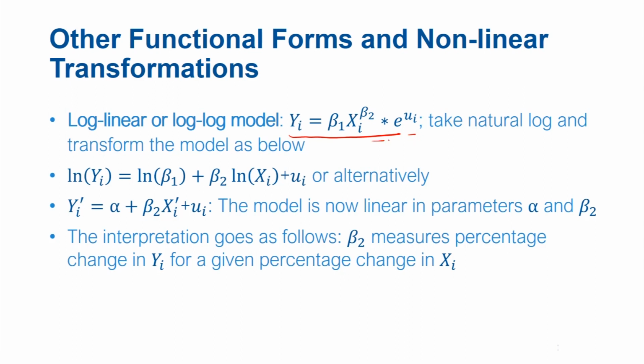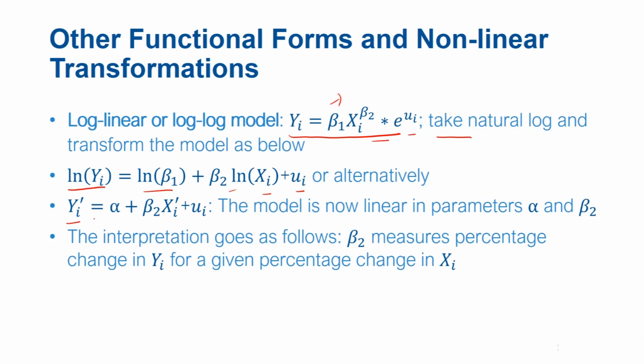Now, in order to estimate this, notice the parameters are of nonlinear form, and therefore if we take the natural log transformation of this expression on both sides, left hand side and the right hand side, on the left hand side we have ln yi, on the right hand side we have ln of beta 1 plus beta 2 times ln of xi plus mu i, which can be further transformed into yi dash equal to alpha plus beta 2 times xi dash plus mu i.